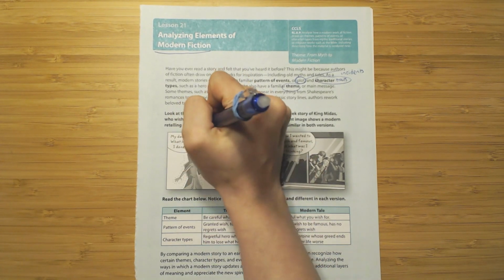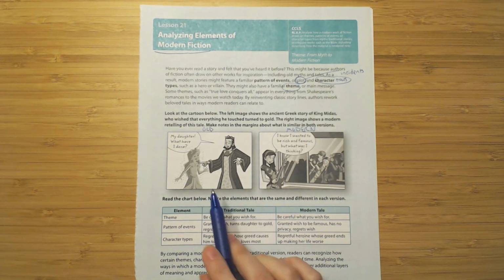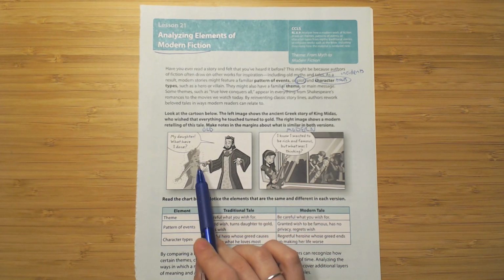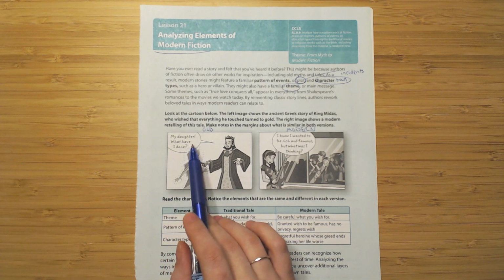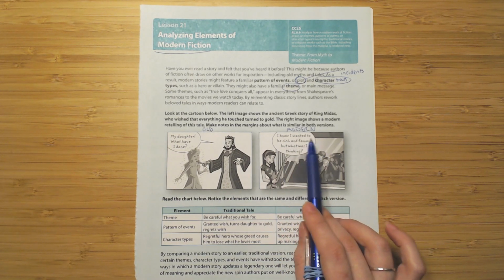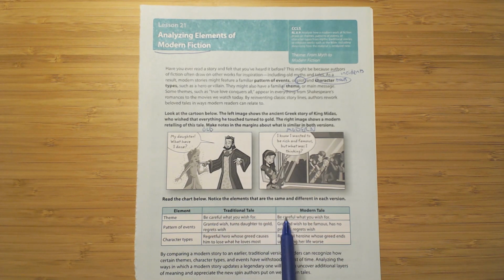In this example, they have an older version and a modern or newer version. This chart below is comparing these two comics. In the first one, we have the old king who touches his daughter and turns her to gold by accident. And he says, "My daughter, what have I done?" Over here, we have a pop star who doesn't get any privacy anymore, and she says, "I know I wanted to be rich and famous, but what was I thinking?" In the chart, both of them are teaching the same theme of be careful what you wish for. However, in the traditional tale, the king is granted a wish, turns his daughter to gold, and then regrets the wish. Over here, the pop star gets her wish to be famous, has no privacy, and regrets the wish.